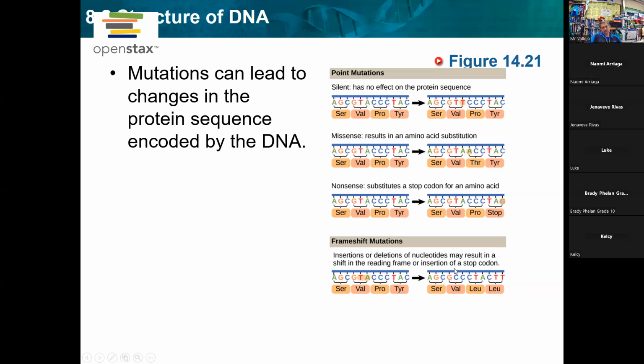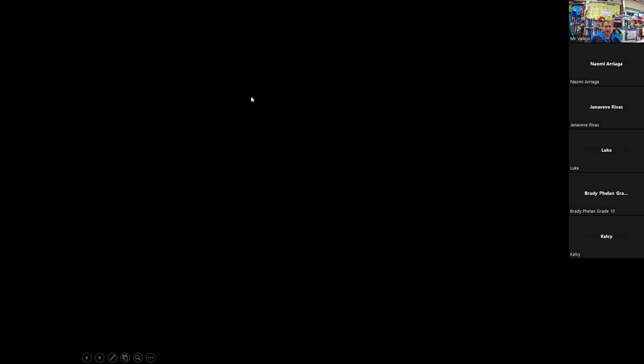So frame shift mutations are typically much worse than point mutations and can cause big problems in proteins, because you won't have the correct amino acid sequence. That means they don't fold correctly and then they don't work. It happens. All right. Well, that was DNA structure and something about replication.